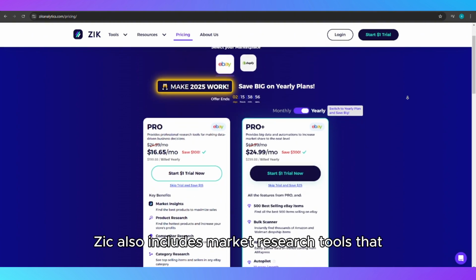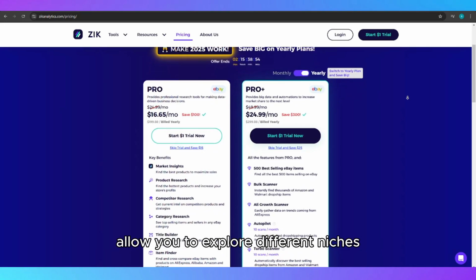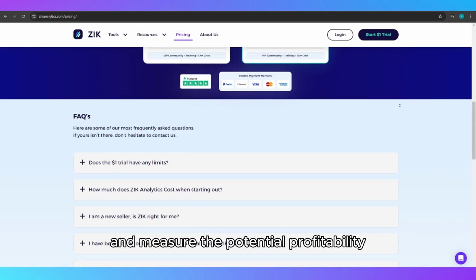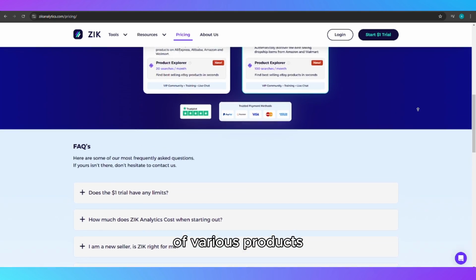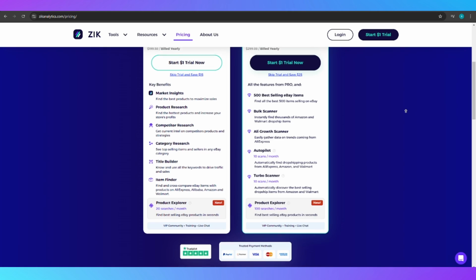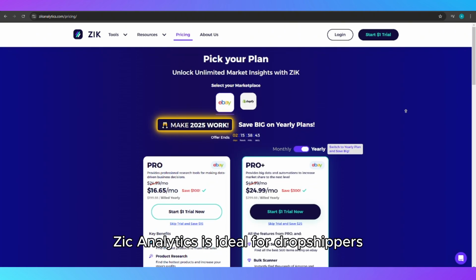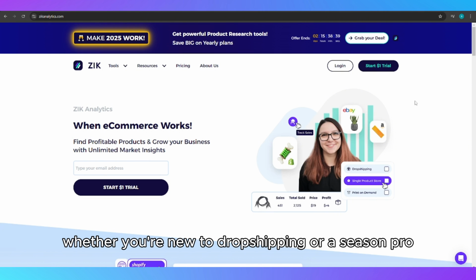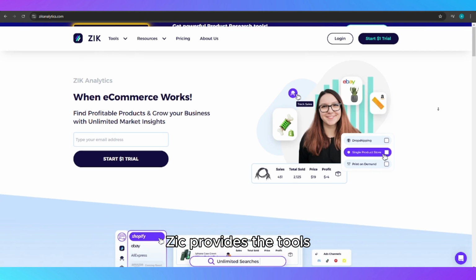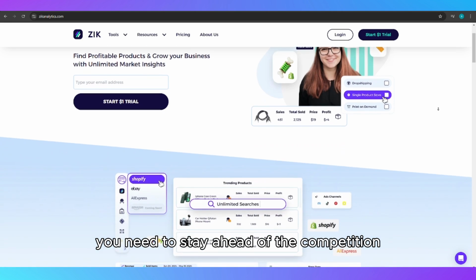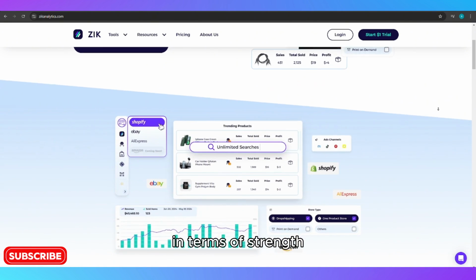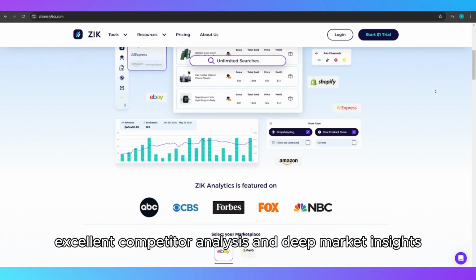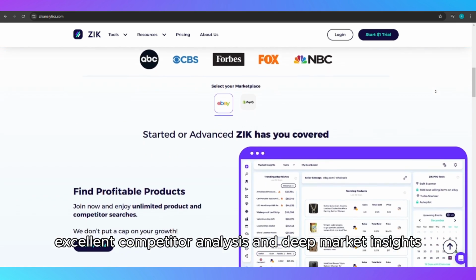ZIK also includes market research tools that allow you to explore different niches, identify high-demand categories, and measure the potential profitability of various products. ZIK Analytics is ideal for dropshippers who want to take their research to the next level. Whether you're new to dropshipping or a seasoned pro, ZIK provides the tools you need to stay ahead of the competition. In terms of strengths, ZIK Analytics offers an extensive product database, excellent competitor analysis, and deep market insights.